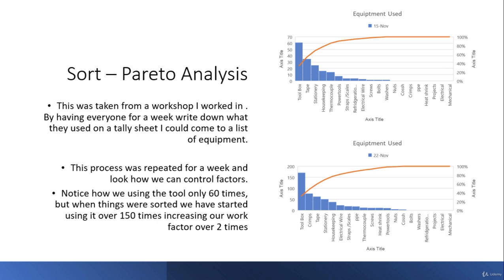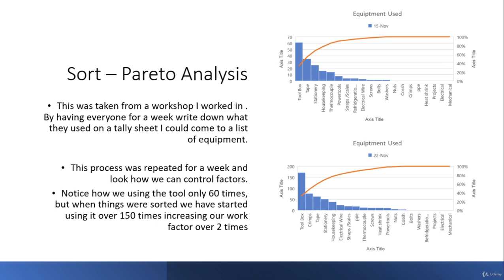I have taken an example from a workshop I used to work in, and you can see it's been dated from the 15th of November, and the second graph on the right has been dated as 22nd of November. On the 15th of November, I asked everyone working if they would just like to mark down what tools they are using. This was just done on a simple tally sheet in order for me to Pareto analyse it.